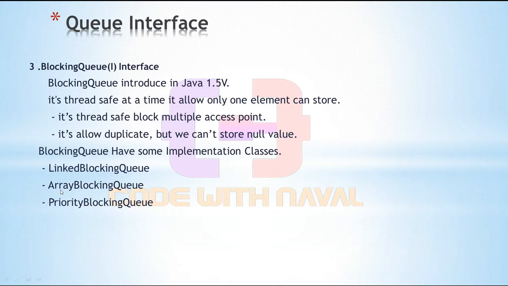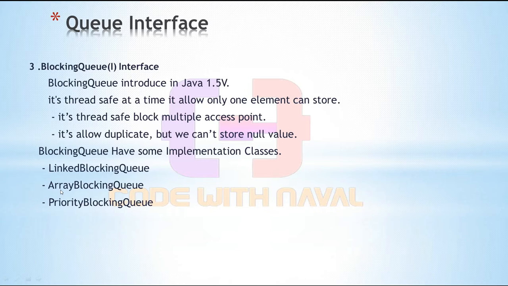It only allows one thread to access; it blocks other threads. That's why it's called a blocking queue. This supports multiple access points and it allows duplicates, but we can't store a null value. Here also we can't store a null value.